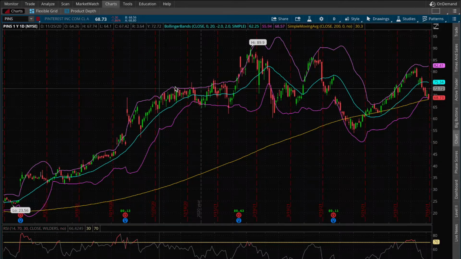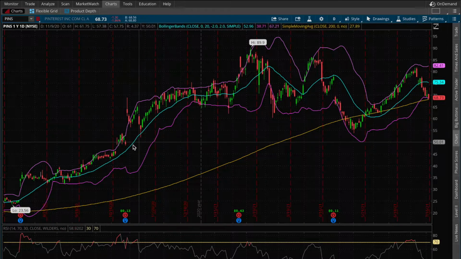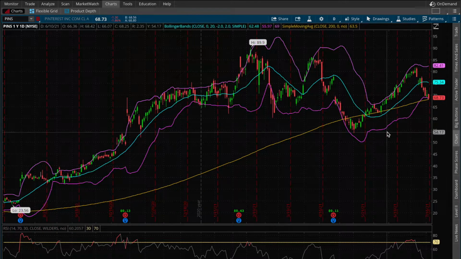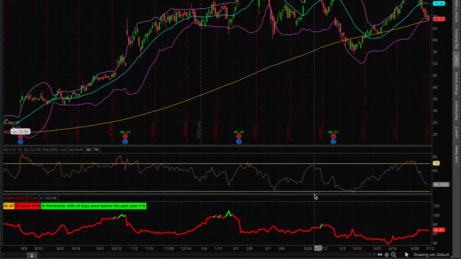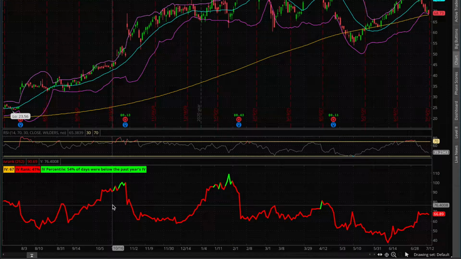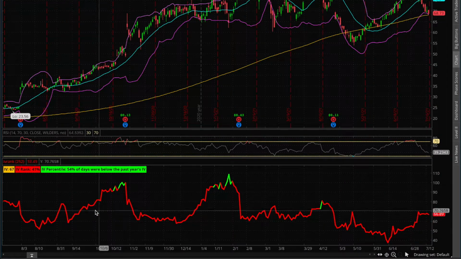Okay, so in order to demonstrate how all this is going to work, the stock I'm going to use for my examples is going to be Pinterest. What I have pulled up is just a 1-year price action chart of Pinterest stock. And down here, you can see another chart that shows the implied volatility for this stock, also over the past 1 year.